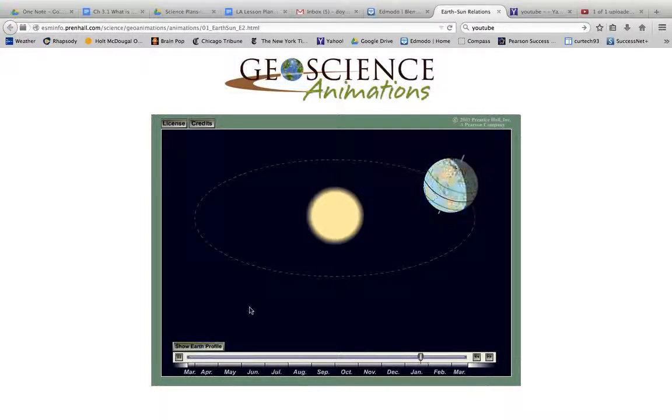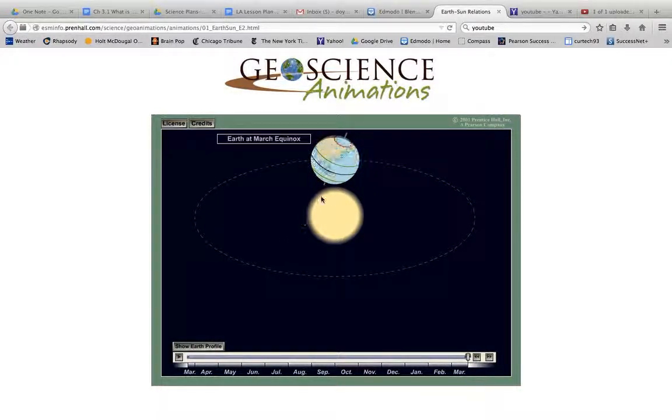And now the Earth is revolving, and it'll stop at the March equinox again. And you can see how neither side is tilted towards the sun. So the northern hemisphere and the southern hemisphere are getting the same equal amounts of direct sunlight. And so both sides are equal temperatures.